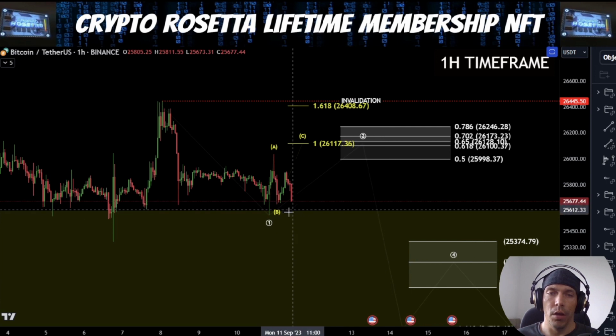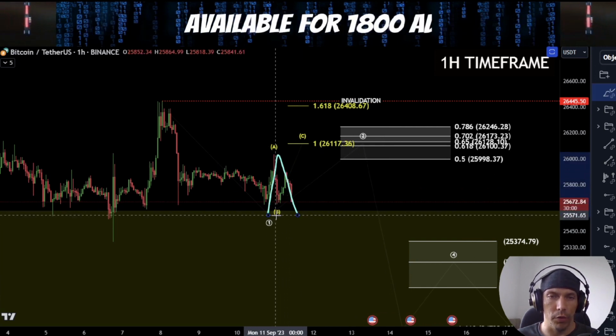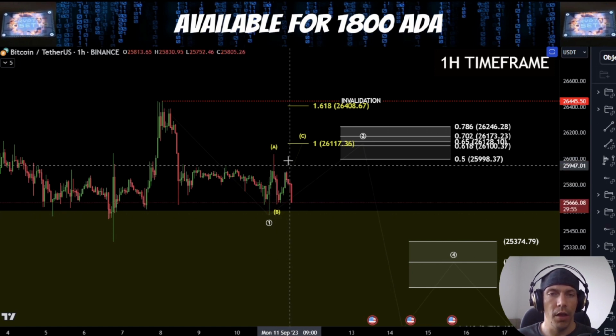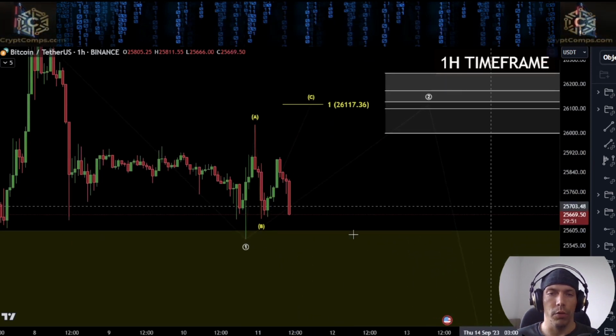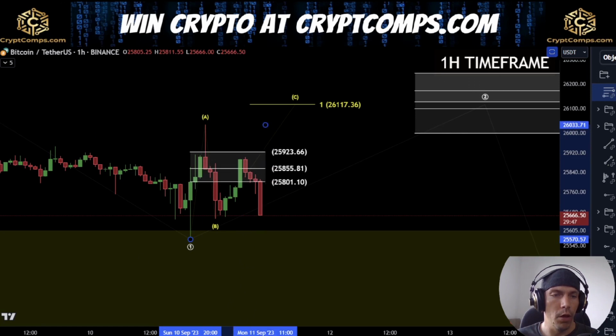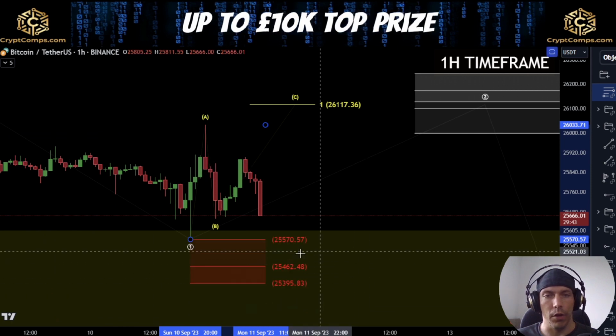Now, it is possible that we could be forming something like a flat here, where this is going to actually sweep this low here of this 25,570, and we could see this move actually become ABC, in which case what we'd look for as a common target, if this is going to become something like a flat correction, would actually be lower down here between this zone.